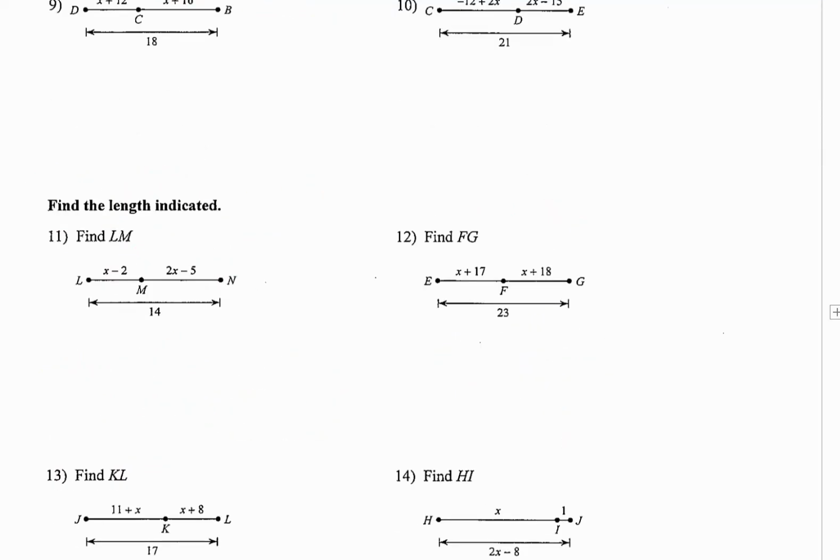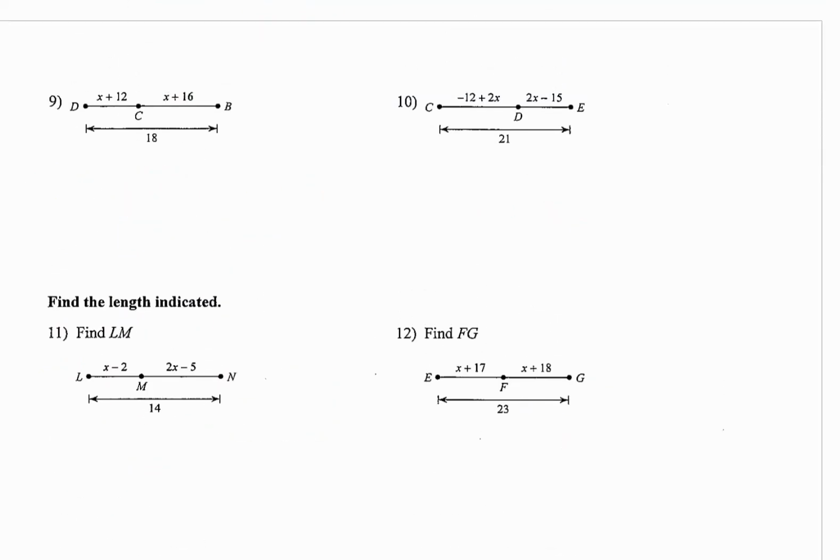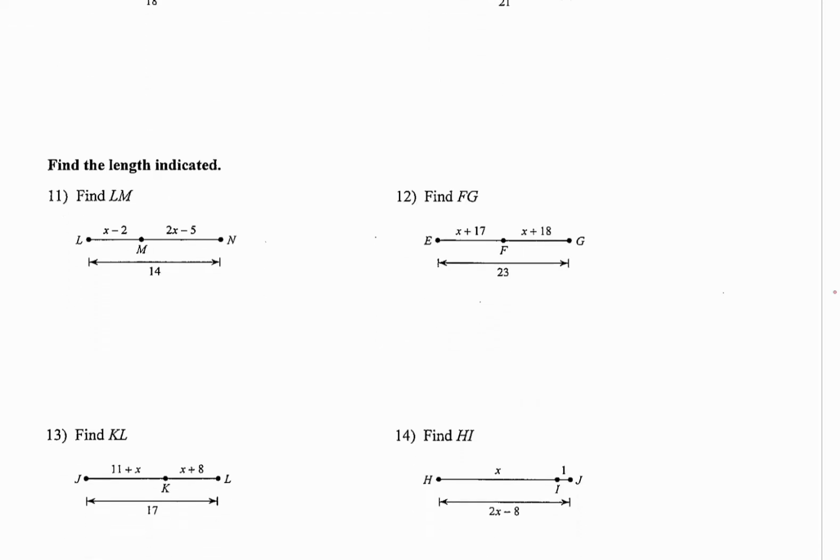All right, if we go to the next page, again, it's the same thing, except now they're giving you the length of the whole segment, and you have to solve for it. Here on number 11, they're telling you to solve for this portion. So let's go ahead and do number 11 together. So again, you have LM, so x minus 2, plus MN, 2x minus 5, is equal to the whole length of 14. So let's combine our like terms.